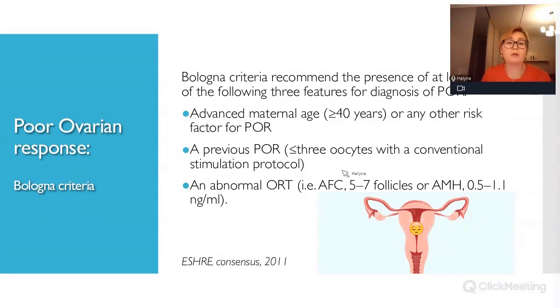Also, one of the criteria is a previous poor response to stimulation, less than 3 oocytes in normal stimulation, or an abnormal ovarian reserve test. It is necessary to have 2 of these 3, and in this case we can say that our patient has poor ovarian reserve.